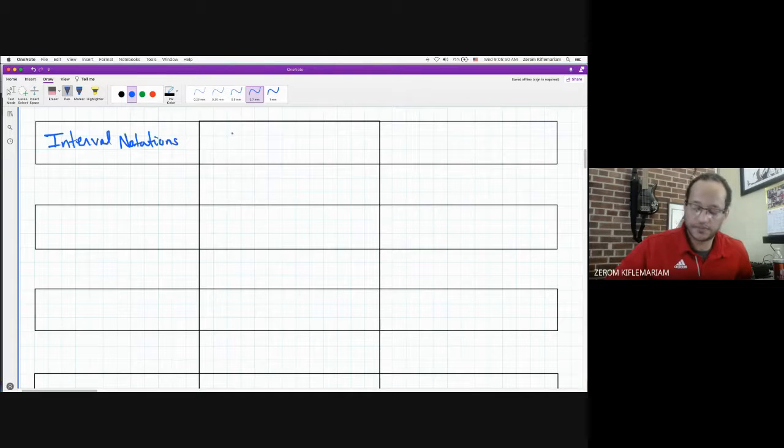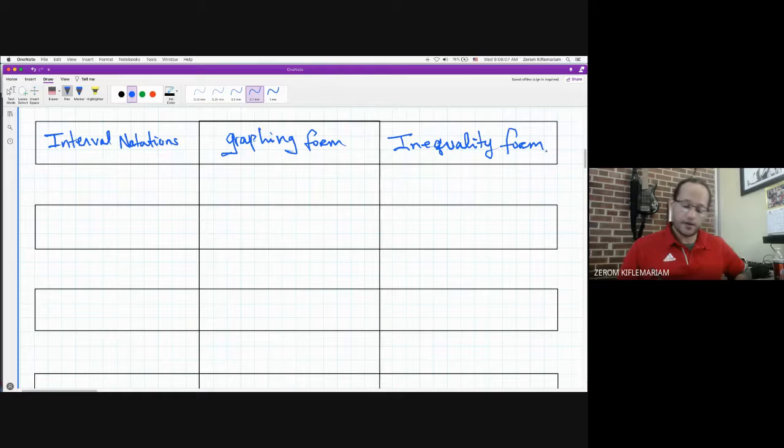Interval notations. Okay, so let's go ahead and say interval notations. Should I use letters? Let's go with numbers. If I say 5 and infinity, infinity is always a parenthesis. Let's go ahead and say this.